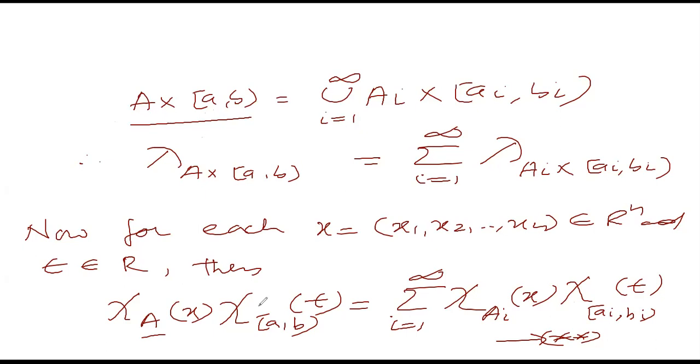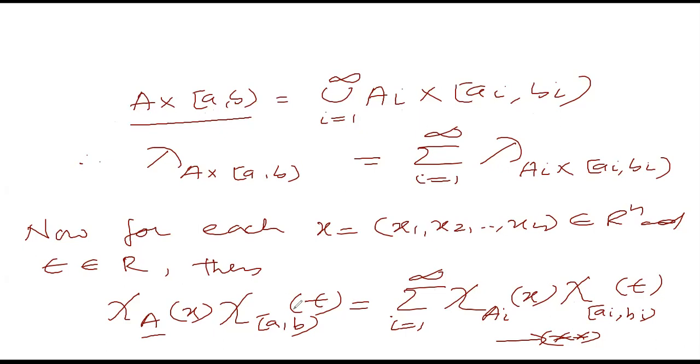So that means whenever x is not in A or t is not in (a, b), then (x, t) is not in the set, and that means there does not exist any i such that x belongs to Ai, t belongs to (ai, bi), which means that each term of this sum is equal to 0 and this side is also equal to 0. So both the cases are done.